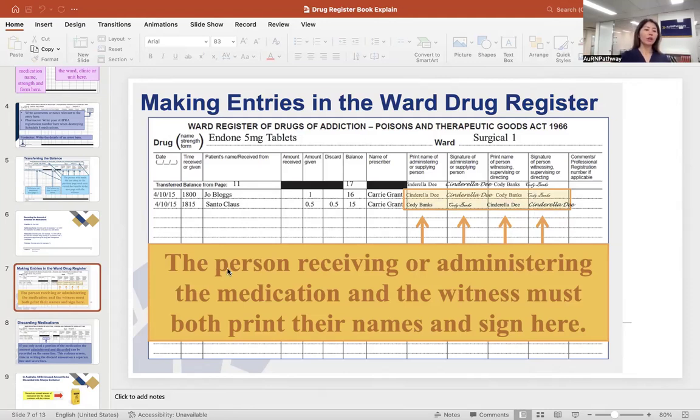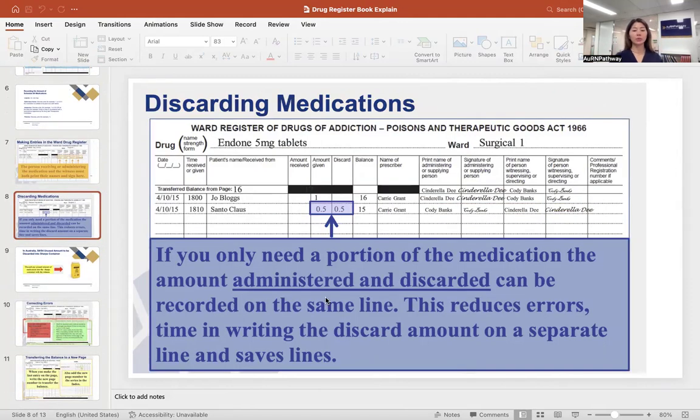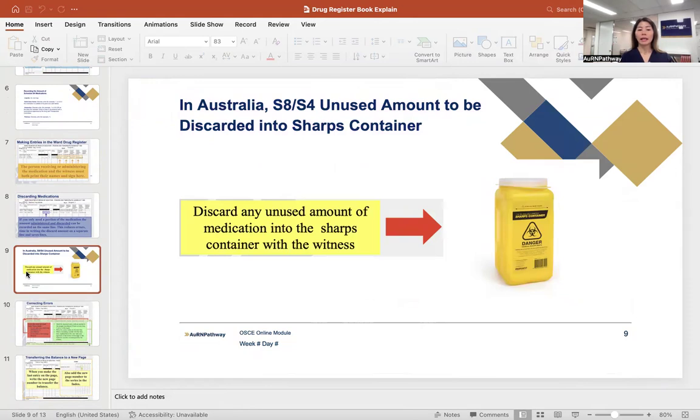Moving on to discarding medications, which we talked about a little earlier. If you're discarding, it's right here, pretty straightforward. If you're giving half an ampoule, for example, you can write down 0.5 as well. Again, that has to be discarded in the sharps bin. Any unused amount of medication needs to be disposed of in the sharps bin. Just to clarify, we don't really need pharmacy if we're just discarding half of the medication that we're giving.